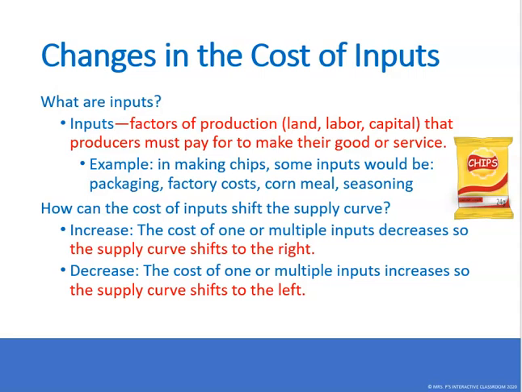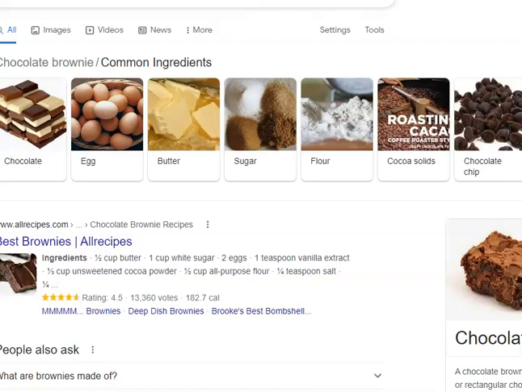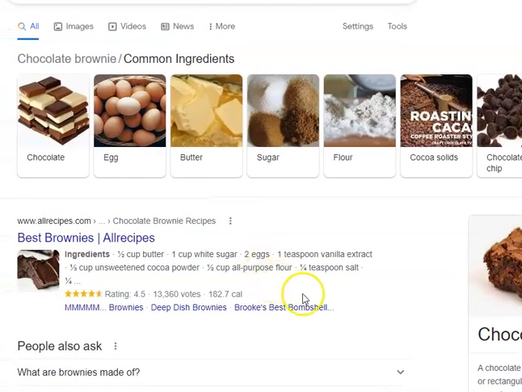So for example, if I wanted to look up the ingredients to brownies, you have your inputs. Those are your factors of production, and these are not including labor, your production costs, or distribution. We're just looking at your land. We're going to categorize this as land, and also maybe some of your physical capital will go into this. So you've got chocolate, eggs, butter, sugar, flour, cocoa.